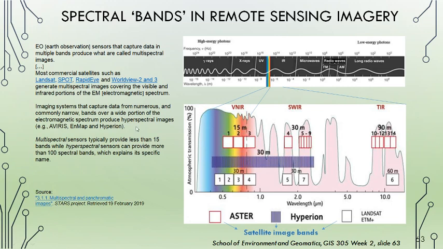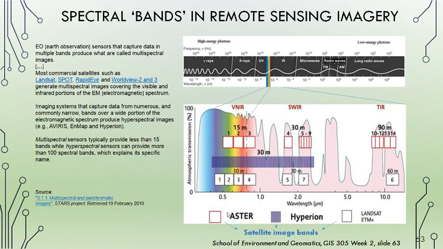We won't be using hyperspectral images as part of this course, but do know that they exist and they're very important in a certain number of applications and research. So multispectral sensors typically provide less than 15 bands, while hyperspectral sensors can provide more than 100 spectral bands, and that's why they're called hyperspectral.